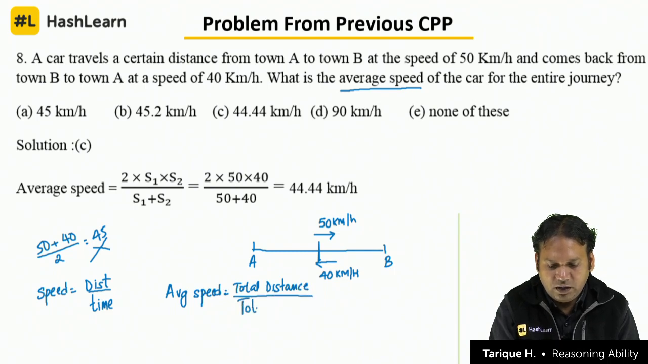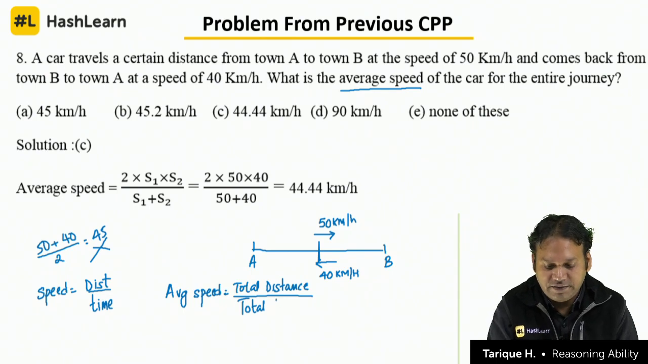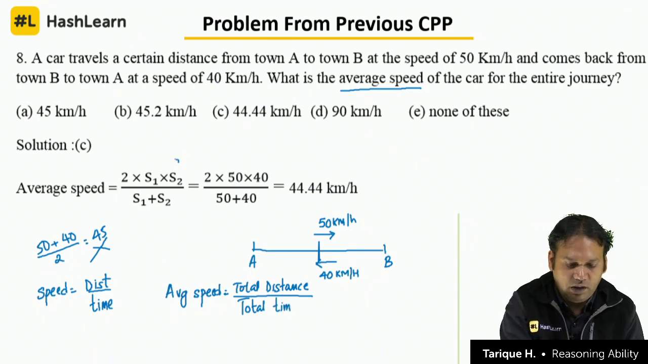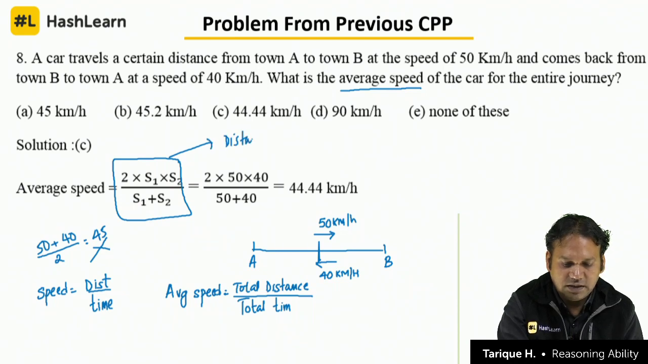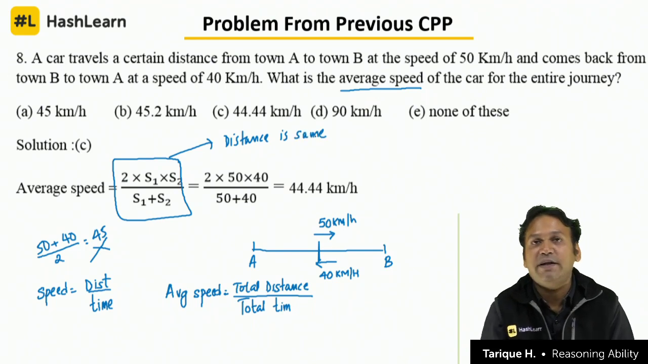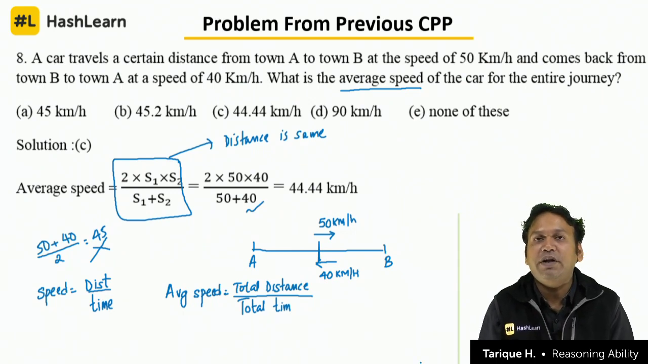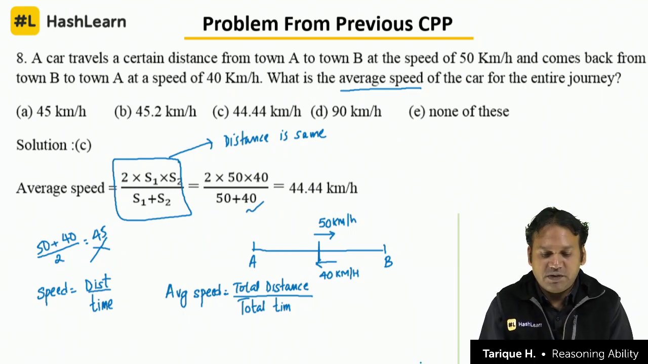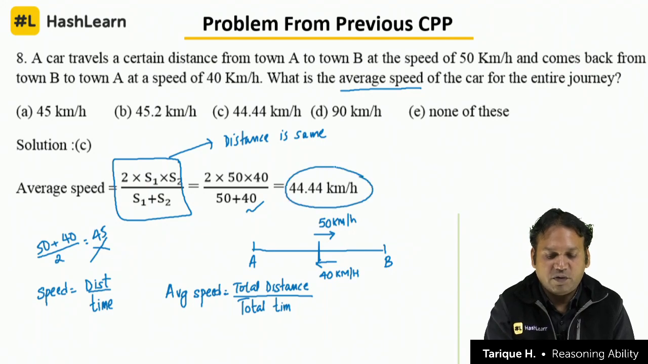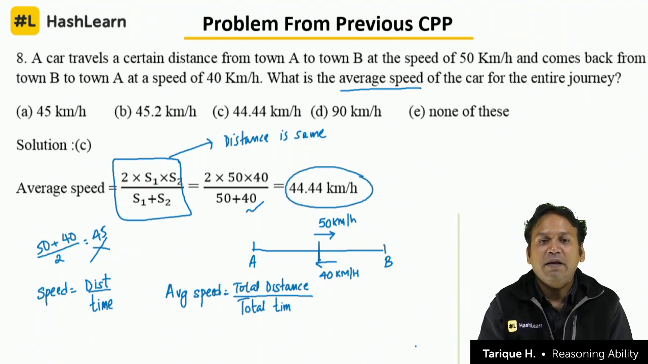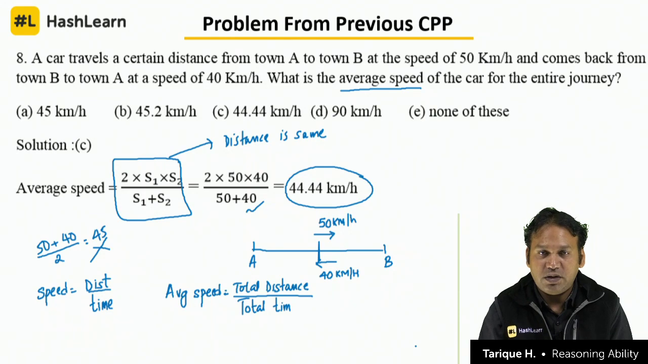Clear? Now in this special case, when the distance covered is the same, then directly we can use the formula 2 S1 S2 by S1 plus S2. This is what we have done here: 2 into 50 into 40 by 50 plus 40, and the answer that you are getting is 44.44. So remember, we cannot find average speed by adding and dividing. Average speed is equal to total distance by total time.